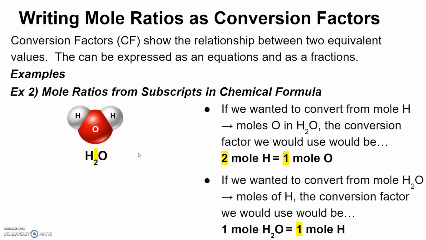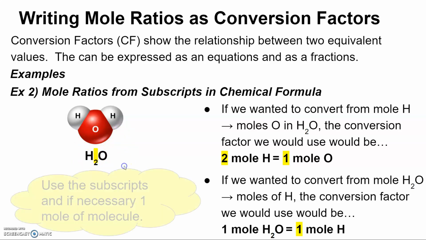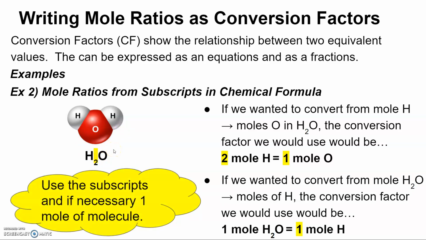What if we wanted to convert instead from moles of water, so the entire molecule, to moles of hydrogen? In that case, for 1 mole of water, there are 2 moles of hydrogen. When you're dealing with a molecule and comparing it to the atoms within that molecule, you always set the molecule equal to 1 mole because that's just the simplest thing to do. If you have 1 mole of water, then you know you have 2 moles of hydrogen. Likewise, if you have 1 mole of water, you would have 1 mole of oxygen because in a water molecule, there's 1 oxygen for each water molecule.